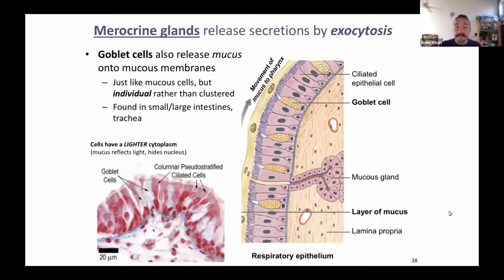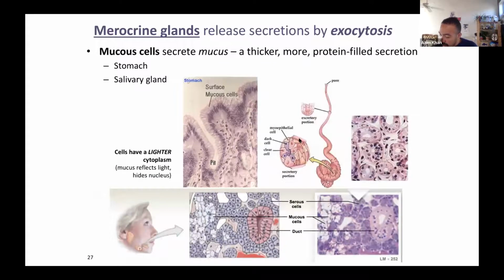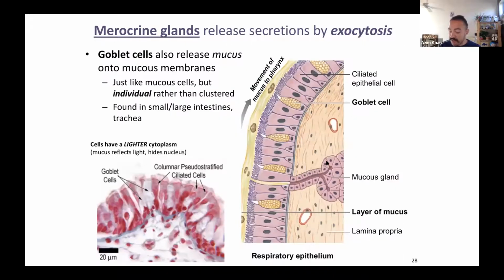There is one more merocrine gland I'd like to go over, and this is called a goblet cell. A goblet cell is actually just like a mucus cell. Let's go back for a second. Here, you can see these mucus cells. Take a look at the bottom right. These mucus cells are all clumped up together. They're always in groupings. These mucus cells in the stomach are all clumped up together. They're always in a group. The only difference between mucus cells and goblet cells is that goblet cells are individual rather than clustered. They're off on their own.